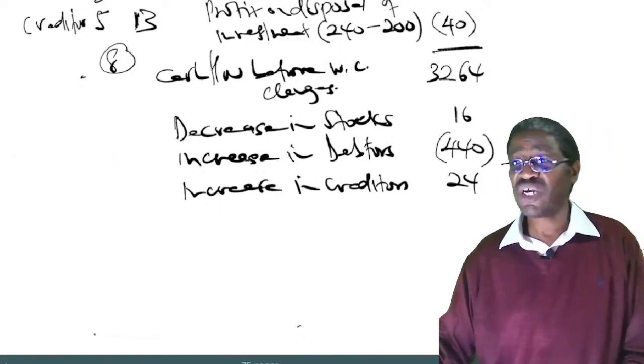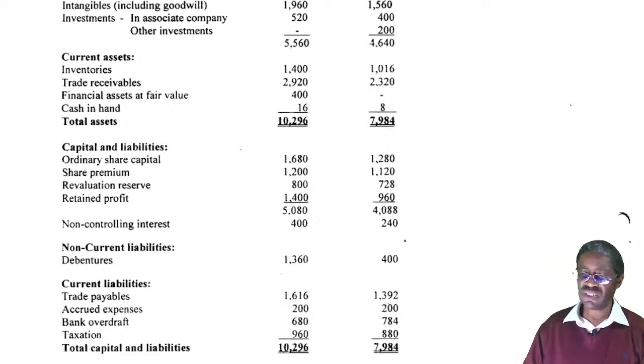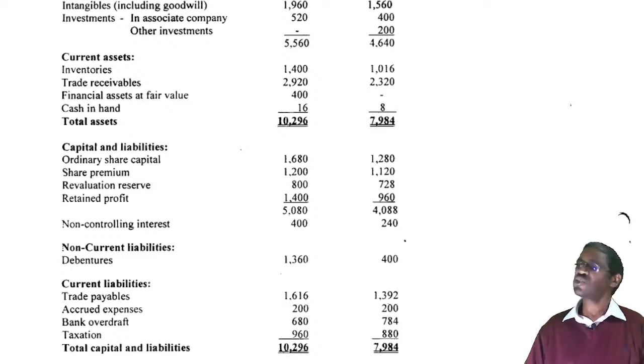After accrued expenses, what's the next one in the cash flow and the balance sheet? We have bank overdraft. I told you, listen, bank overdraft, we don't use it as part of the working capital as increase, decrease. No. Bank overdraft should be considered as part of cash equivalent. It is part of cash equivalent down there in the cash flow statement.